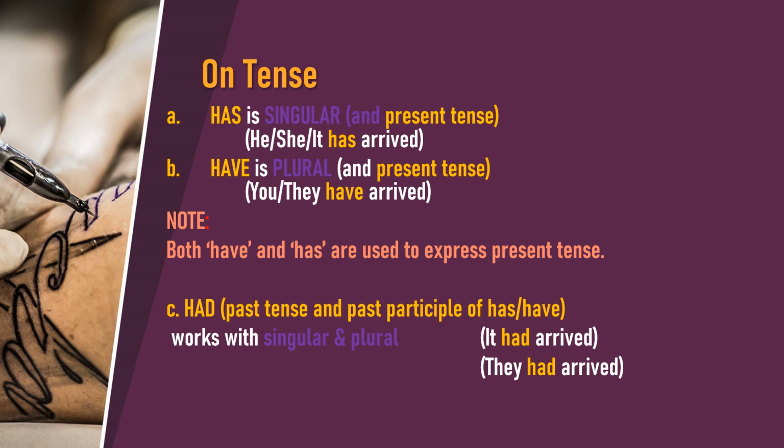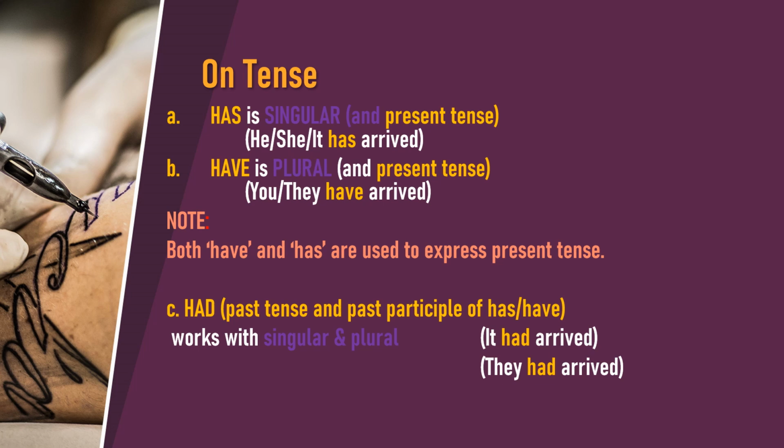So when do you use has? When do you use have? If the past tense and the past participle is not an issue at all, because either way it's all had, whether it's past tense or past participle, then when do we use has or have? You now check the number. Is the number I'm addressing singular or plural? If it's singular, has. If it's plural, have.